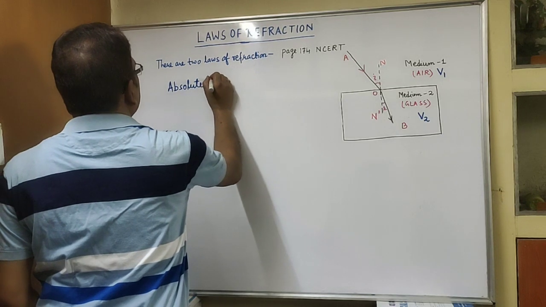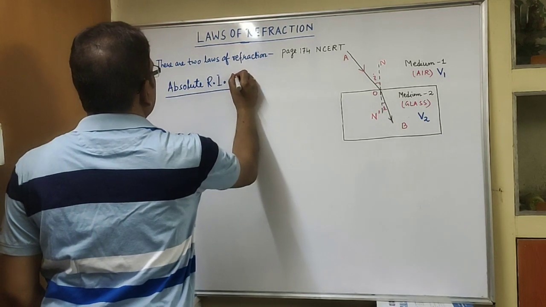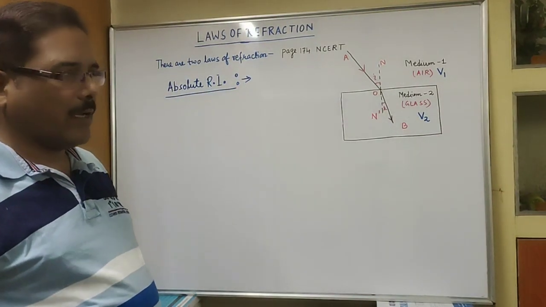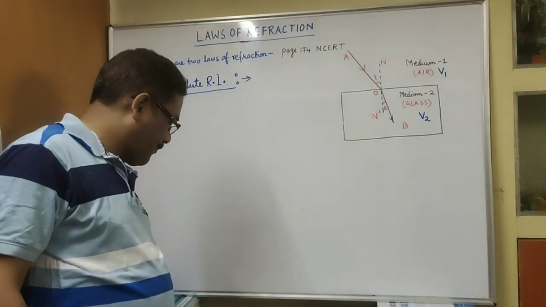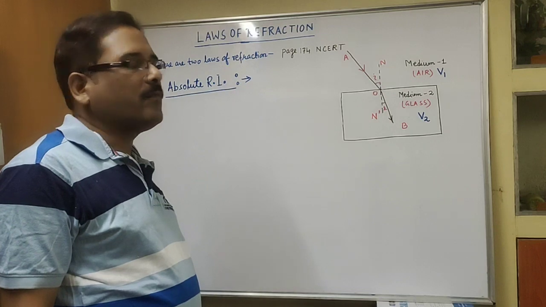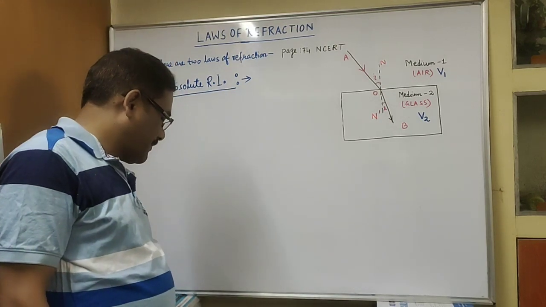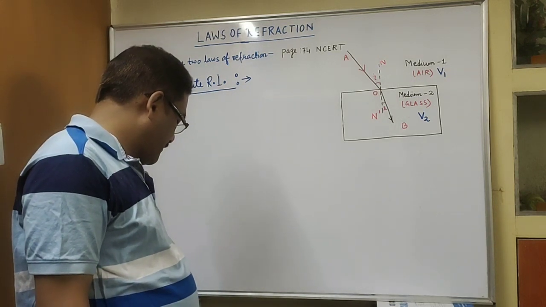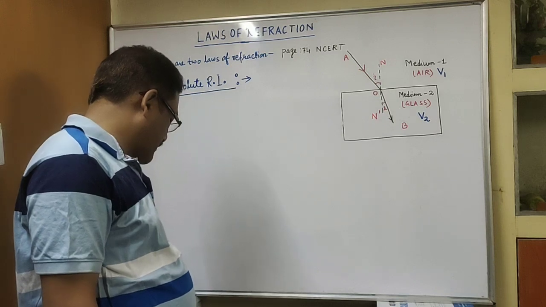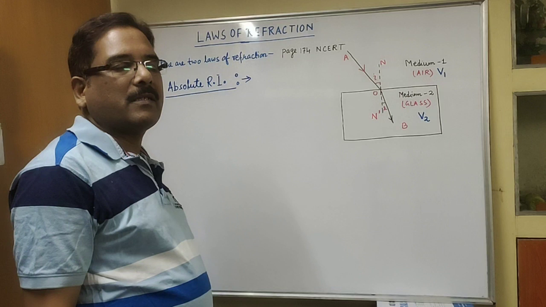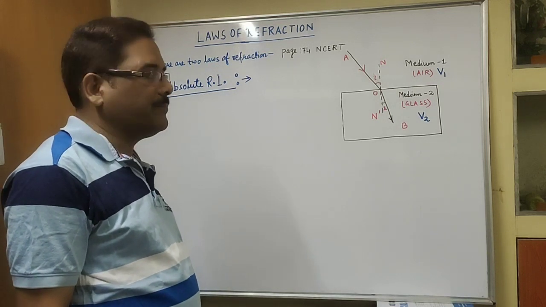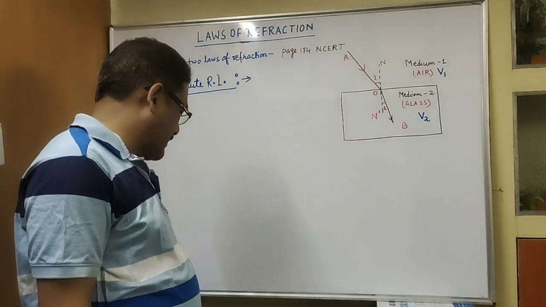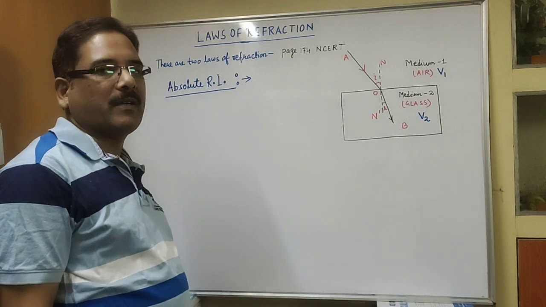Absolute refractive index. If medium 1 is vacuum or air, then the refractive index of medium 2, considered with respect to vacuum, is called absolute refractive index.